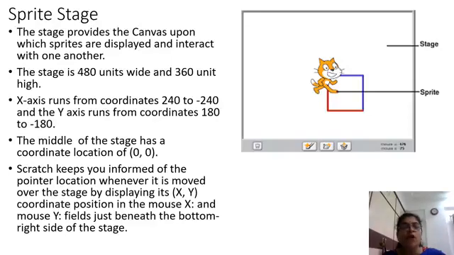Scratch keeps you informed of the pointer location whenever it is moved over the stage by displaying its x-axis and y-axis locations. The coordinate positions are shown in the mouse X and mouse Y fields just beneath the bottom right side of the stage. Now whenever we have the live session, I can show you this, how it changes its points as we move the pointer.